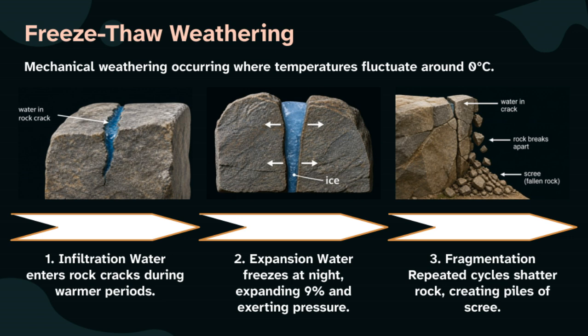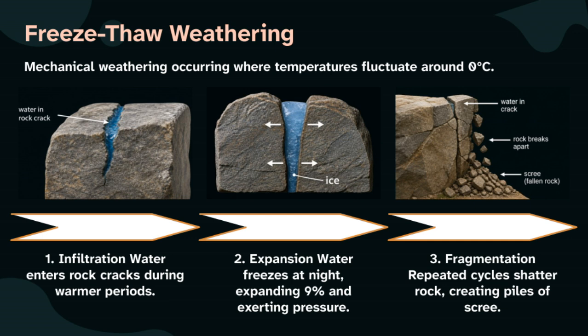Stage 1 is infiltration. During warmer periods, water enters cracks in the rock. These cracks may already exist because of joints, weaknesses, or previous weathering. Stage 2 is expansion. At night, or during colder periods, the water freezes. When water freezes, it expands by about 9%. This expansion puts pressure on the rock around it.